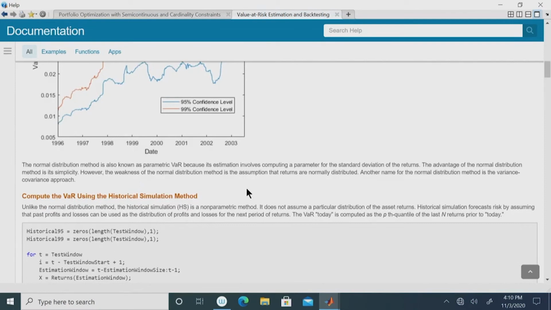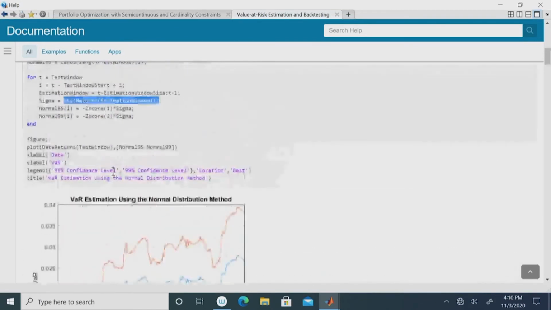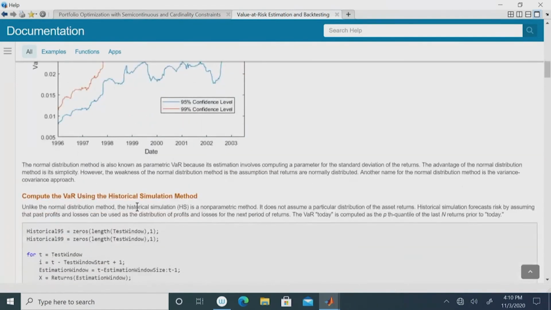Okay, so let us now move on to the second method. In this second method, we calculate the VaR using the historical simulation method. So, unlike the normal distribution method, the historical simulation method is a non-parametric method. By non-parametric method, I mean that the historical simulation approach does not make use of an approximation for VaR, which is given by the minus z score into the sigma value that you have estimated, because the sigma value here is a parameter. So, that is a parametric method, but there is no such parameter involved in the historical simulation approach.